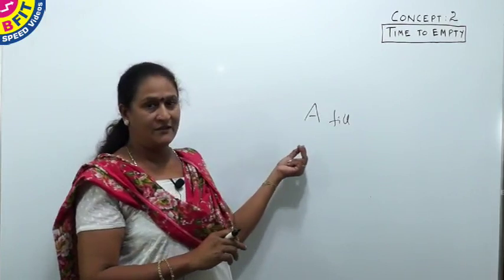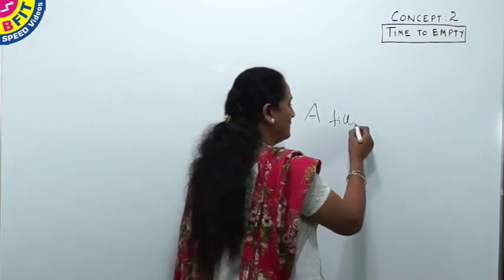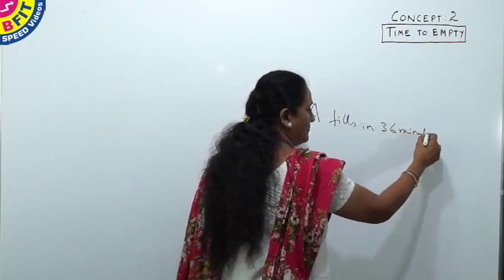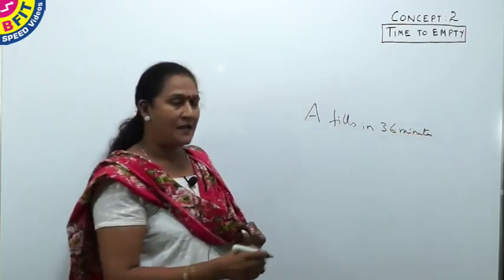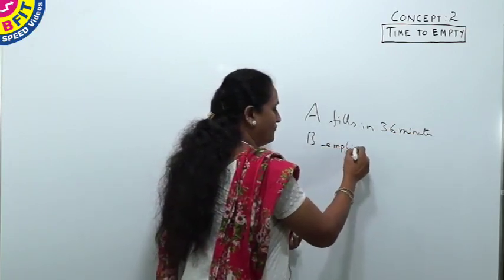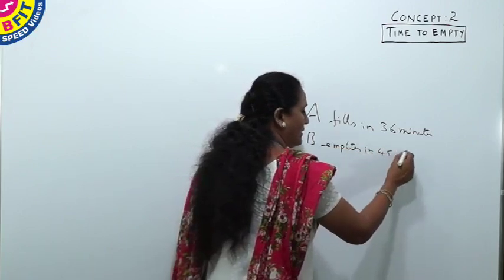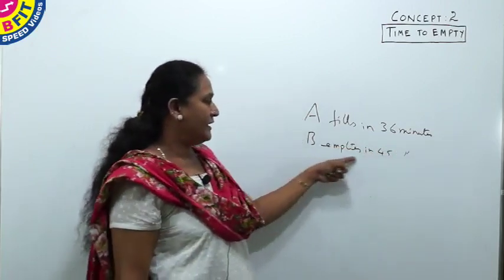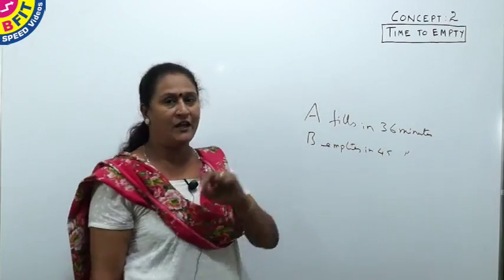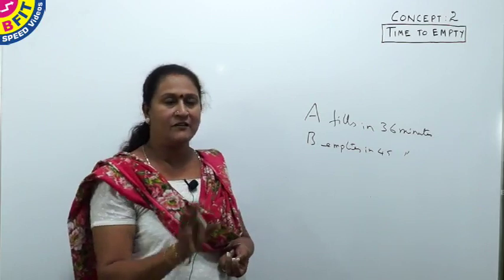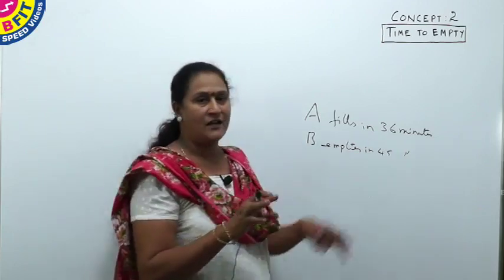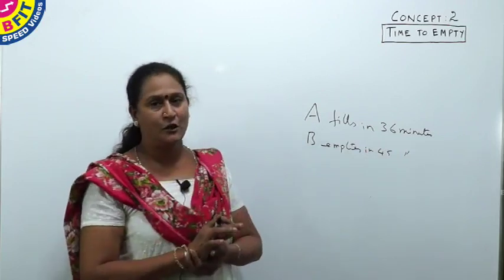So here it's given as tap A fills in 36 minutes, and tap B empties in 45 minutes. So now emptying time is more, so efficiency is less, overall effect will be filling effect. And in the question they have clearly mentioned time taken to fill. So no need to worry taking emptying minus filling and all, just write the difference in the denominator.